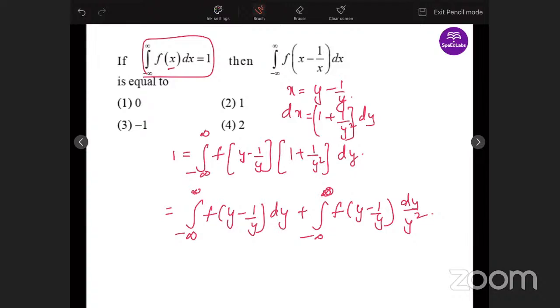Can you guys try this from here? I'll leave this. Okay, I'll give you a hint. Substitute z instead of minus 1 upon y. Minus 1 upon y के जगह z substitute करो, and then solve. You will be getting it. I'll move to the next question.